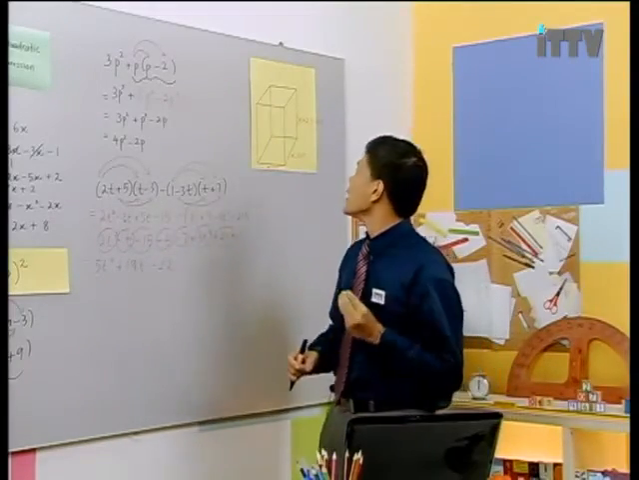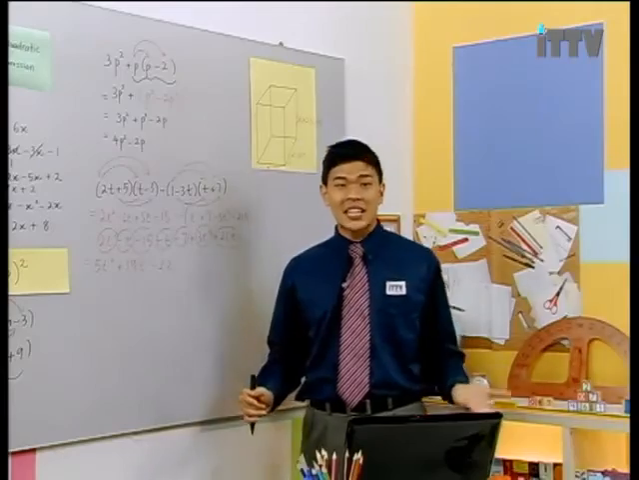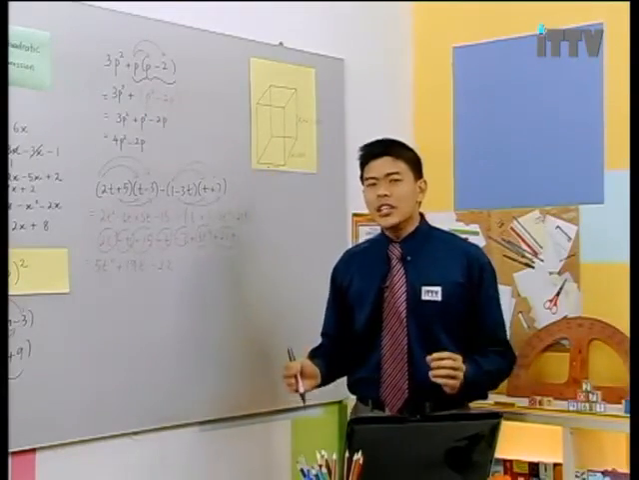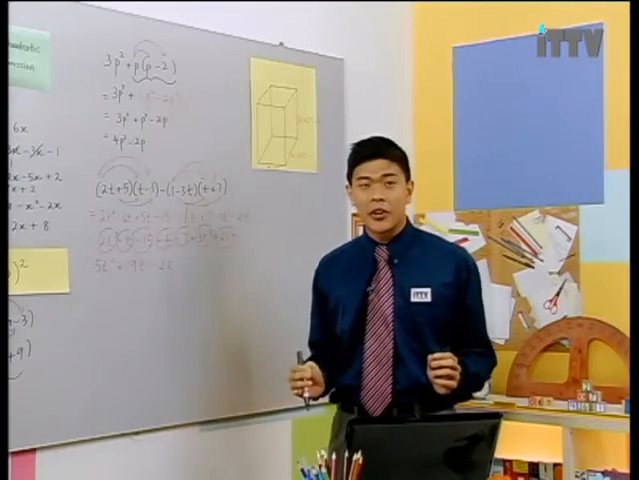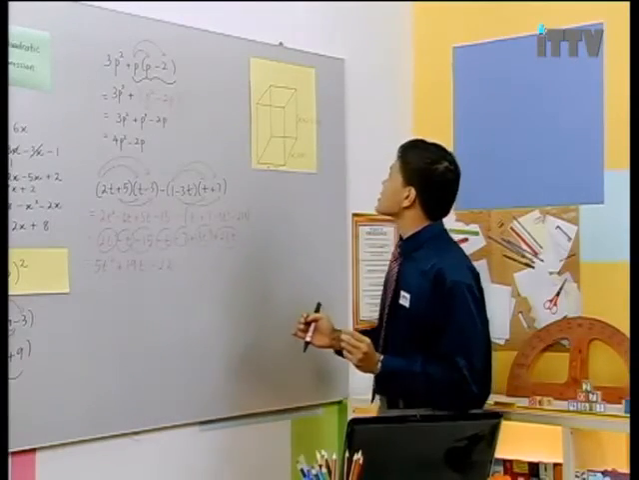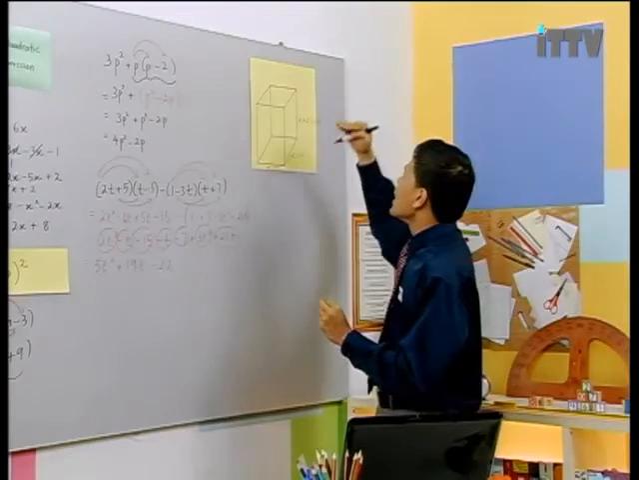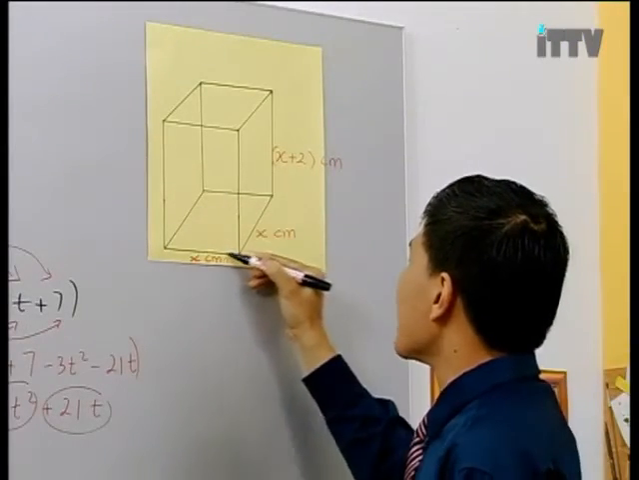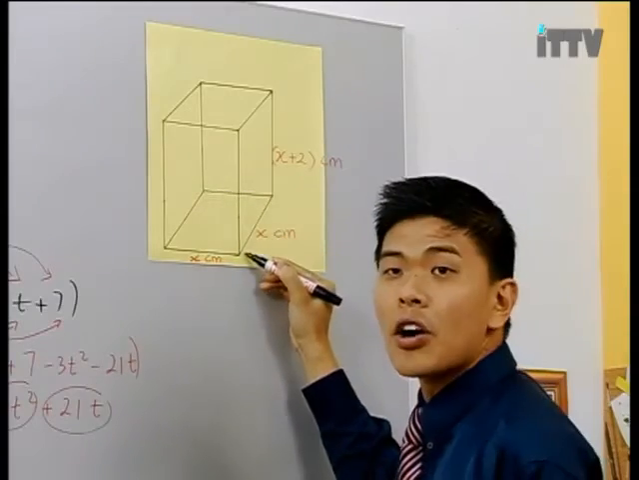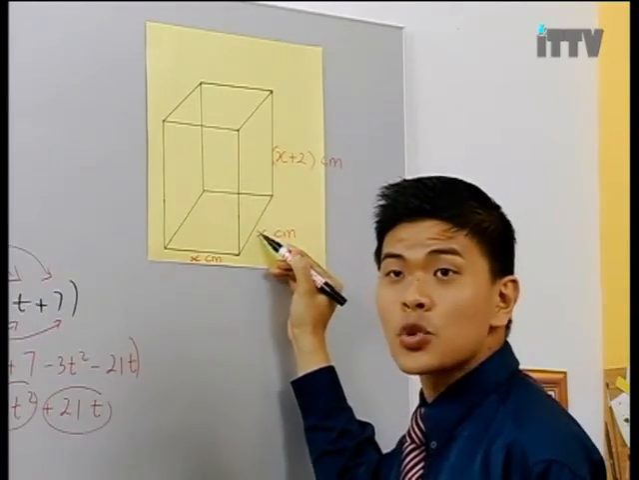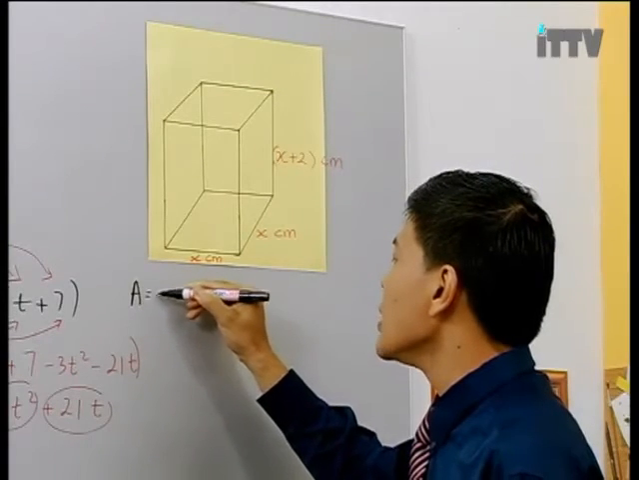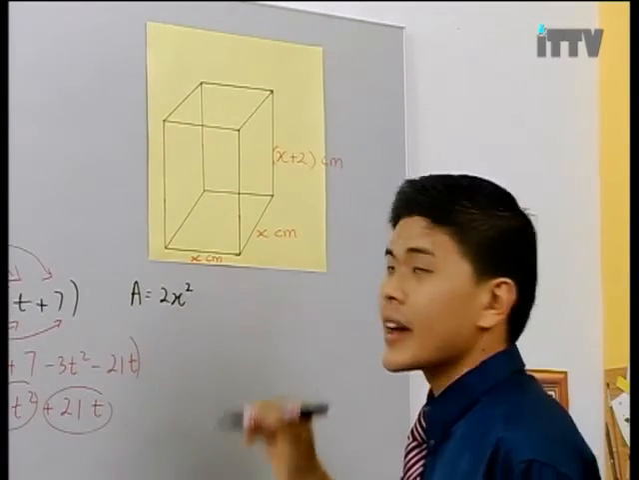Okay, now how many surfaces does a cuboid have? 6, right? Top, bottom, right, left, front, back. So you need to actually sum up the areas of every surface. Okay, so let us take the first two surfaces, up and down. Okay, so this surface has an area of x by x, x squared, and since there are two such surfaces, the area will be 2 times x squared.